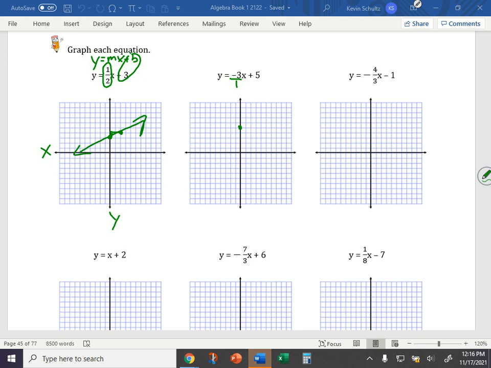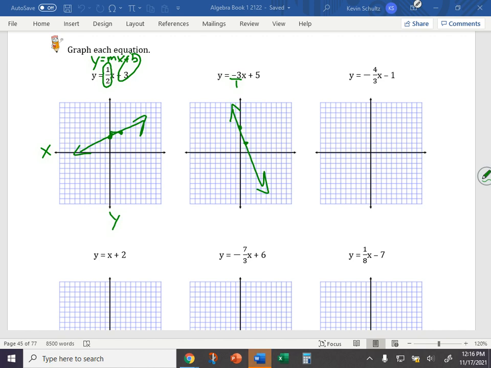All right? So since it's negative, we're going down the y-axis, 3, but we still go to the right, 1. Okay? We still go to the right 1. So our line would look like this. Our first point of positive 5, and then down 3 over 1.